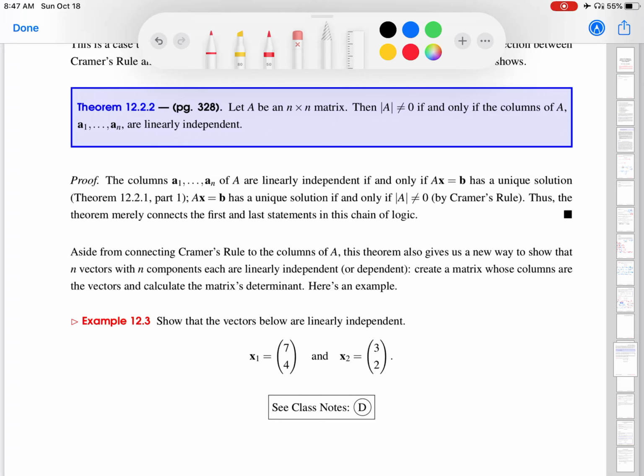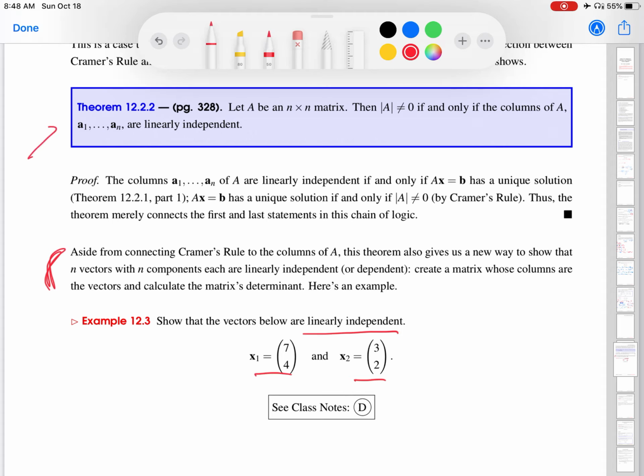We are going to work on class notes D in lesson 12. In this example, we are asked to show that the two vectors x1 and x2 are linearly independent. Normally we do that by looking at the condition c1x1 plus c2x2 equals the zero vector and showing that all the c's are zero. That is the definition of linear independence. That will certainly work here. But this example's point is to illustrate this fact.